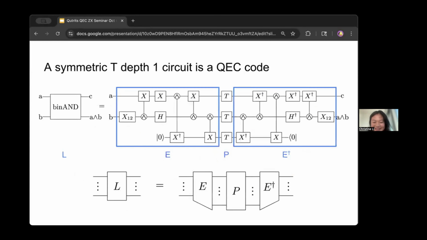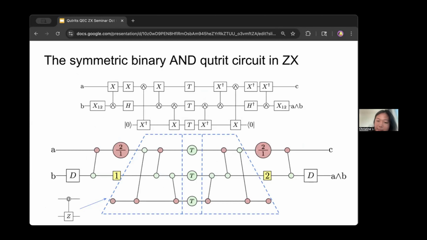Before this, we were talking about this symmetric T-depth 1 circuit for the AND gate. Here it is, and then we'll find the ZX diagram representation. In particular, the inner portion of the circuit implements the zero controlled Z. This is an entirely CX plus T circuit, and so we focus on this as the inner CSS portion of the code.